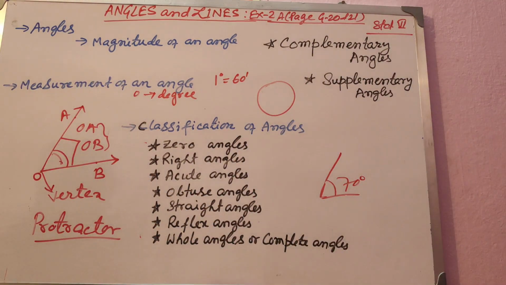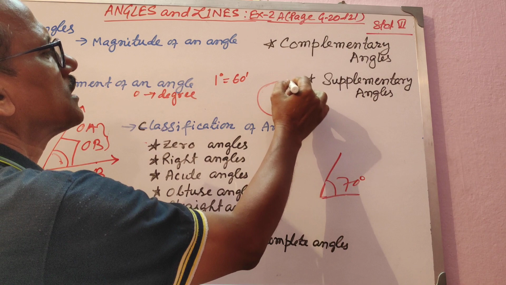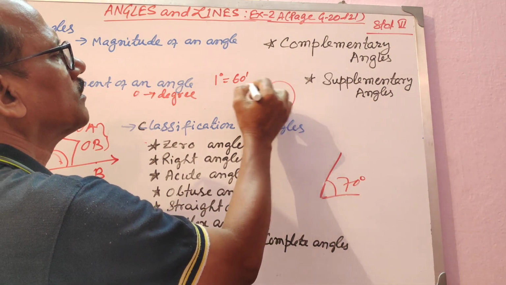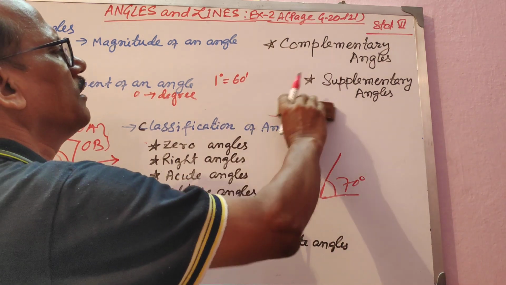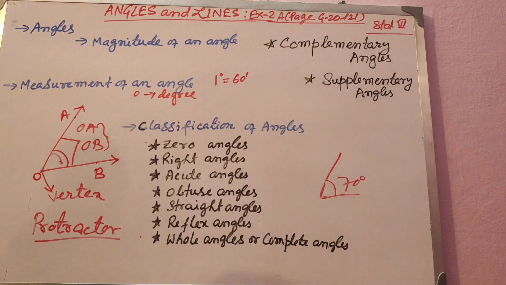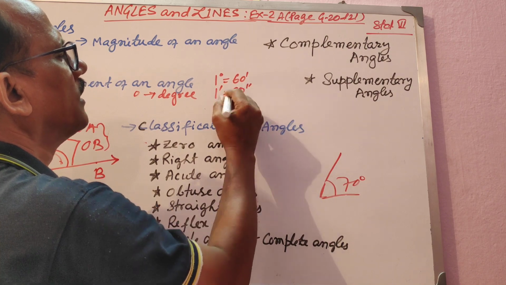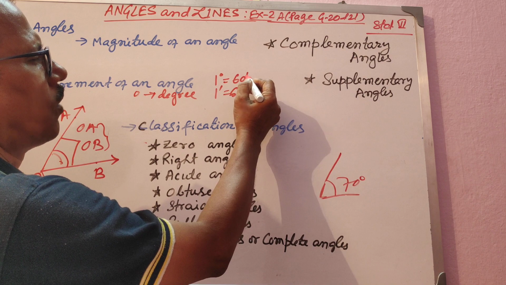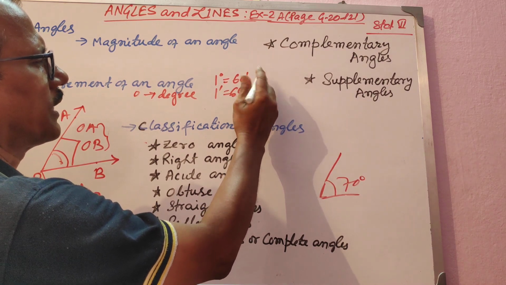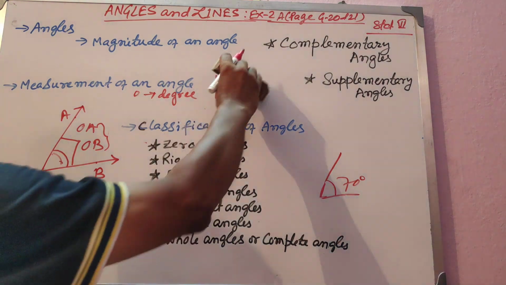See, this complete rotation will be 360 degrees. So 1 degree will have 60 minutes, and 1 minute will have 60 seconds. You see the sign of minute: minute will have 1 dot and second will have 2 dots. Could you understand me? So can you write down that?